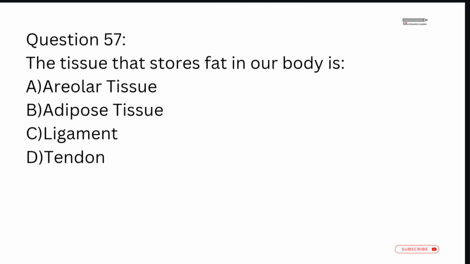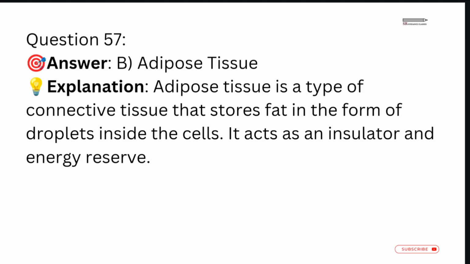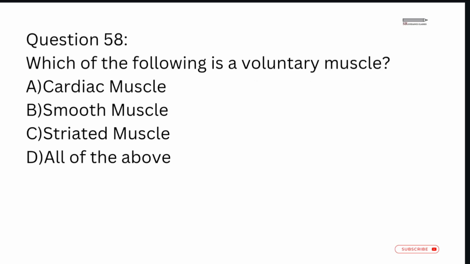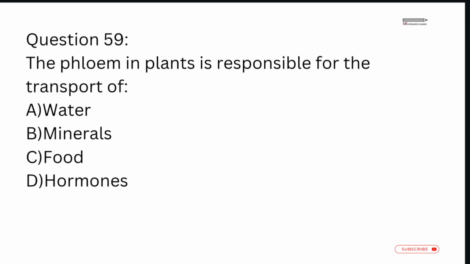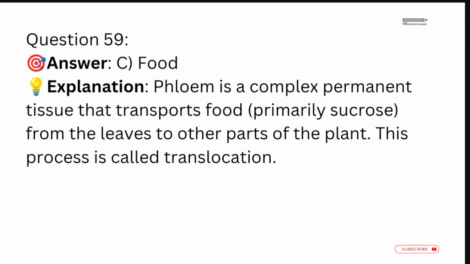The tissue that stores fat in our body is... The answer is option B, adipose tissue. Which of the following is a voluntary muscle? The answer is option C, striated muscle. The phloem in plants is responsible for the transport of... The answer is option C, food.